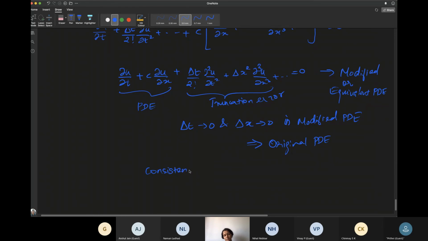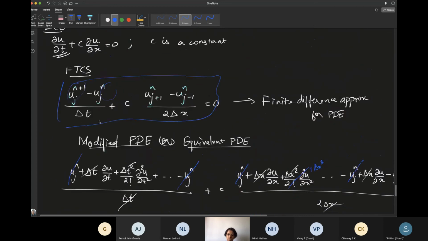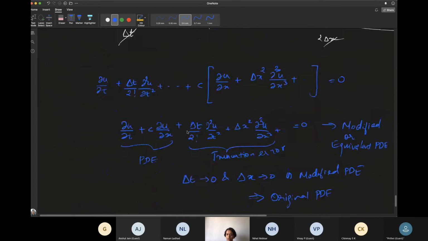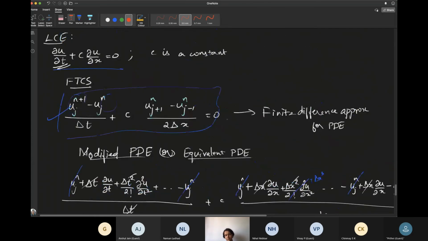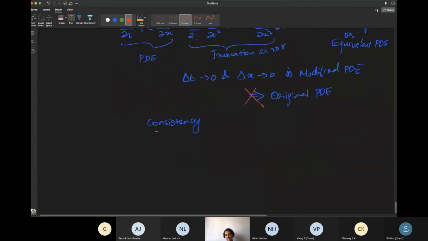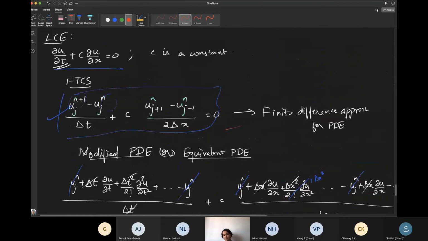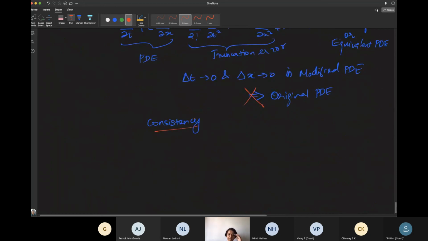Only then, if this happens, then you say that your difference equation is consistent with your PDE. If not, then your difference equation is not consistent with your PDE. Suppose if this were not true, then the difference equation that you're considering is not consistent with your PDE. So this is known as consistency. Any scheme is a good scheme only if it is consistent with the actual PDE that you're solving for. If not, then you're actually not solving your PDE itself.